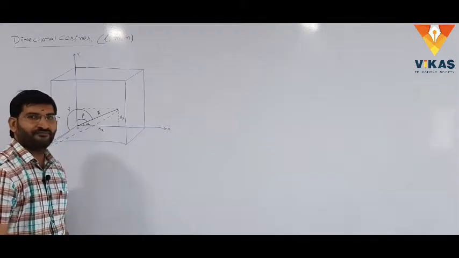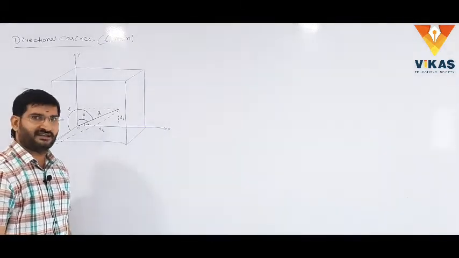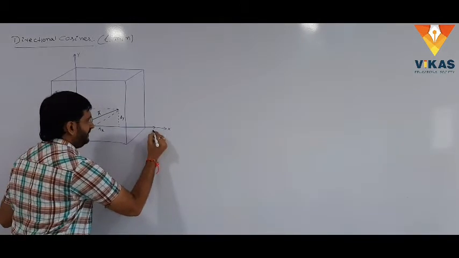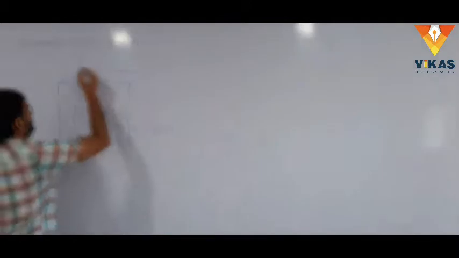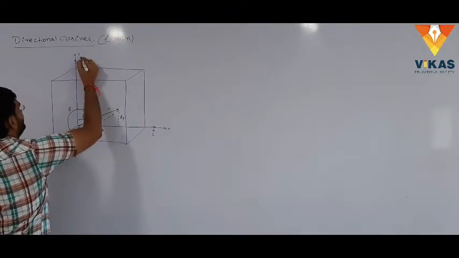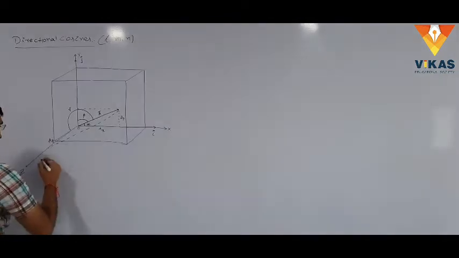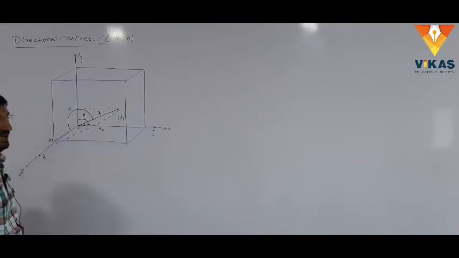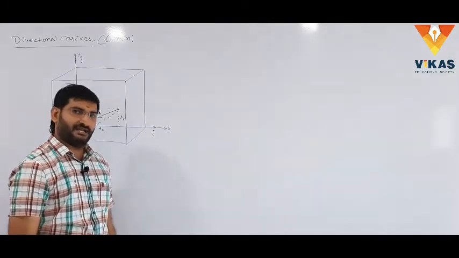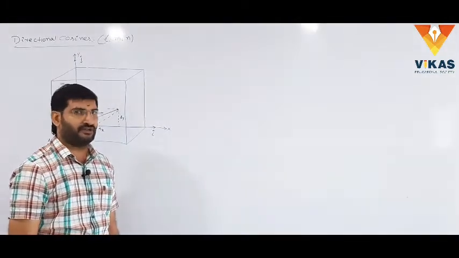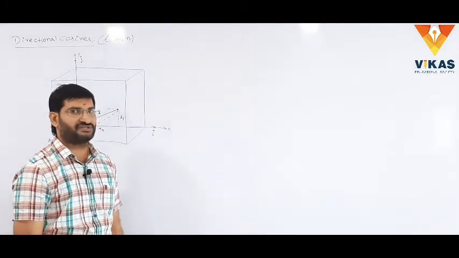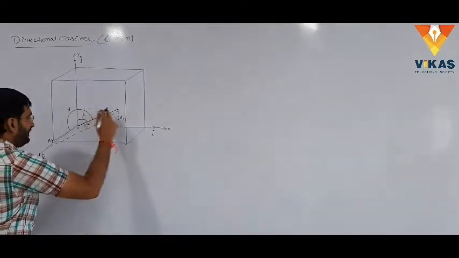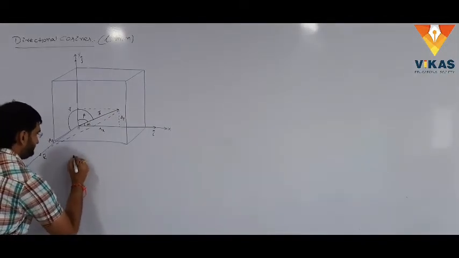Dear students, we know the three orthogonal vectors are there. The vector which lies along the x-axis is i cap, the vector which lies along the y-axis is j cap, and the vector along the z-axis is represented with k cap. i cap, j cap, k cap are the orthogonal vectors represented along the directions x, y and z axis respectively. How to confine a vector in the three-dimensional manner?